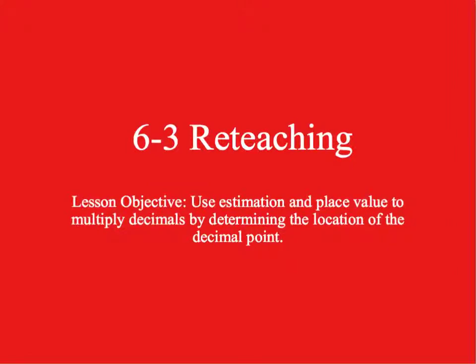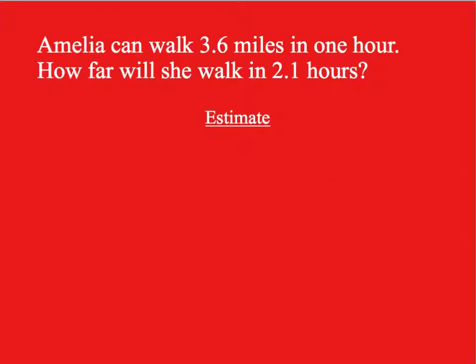This is Lesson 6-3, Reteaching. The objective for this lesson is to use estimation and place value to multiply decimals by determining the location of the decimal point. Let's use this problem as a way to explain and talk about how we can do this.